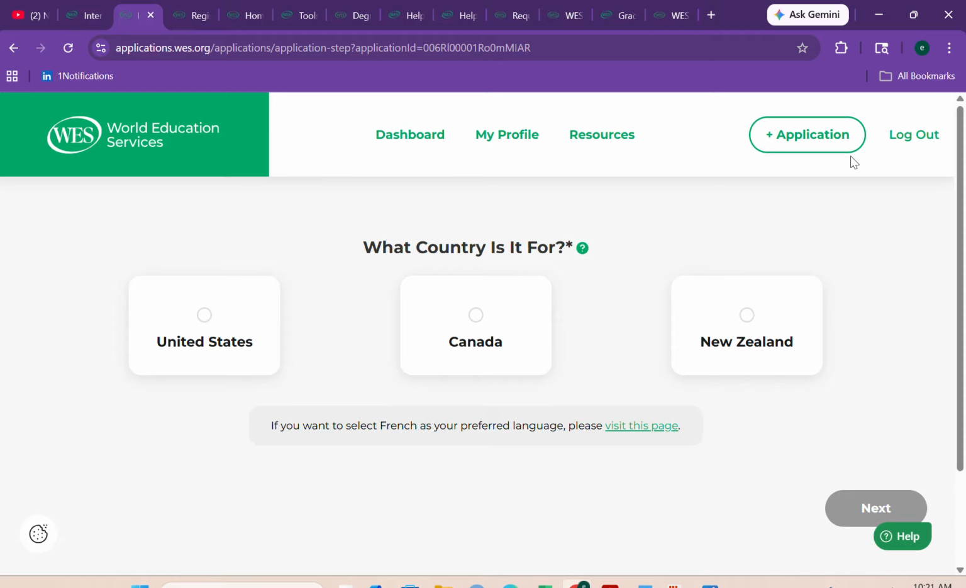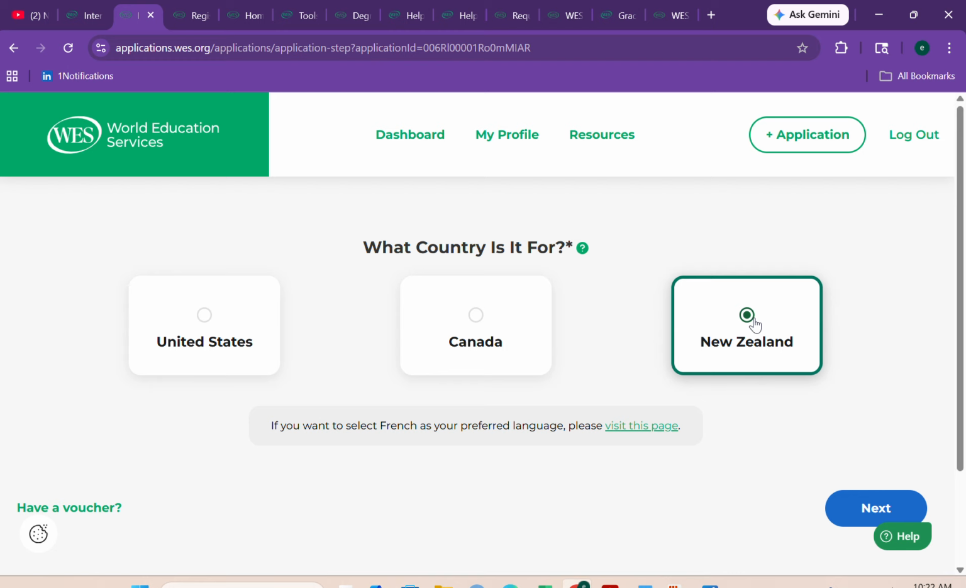So this is how you are starting your WES evaluation. Okay, which country are you applying for? Are you doing your immigration for, let's say, Canada, the US, or New Zealand? So currently WES do it for these 3 countries. Okay, so let's say I'm applying to study in the US. I'll just click the US. If I'm applying to study in Canada, I'll choose Canada. If the school I'm applying to study in is in New Zealand, I'll just choose New Zealand because that's where I'll send the document after the evaluation.